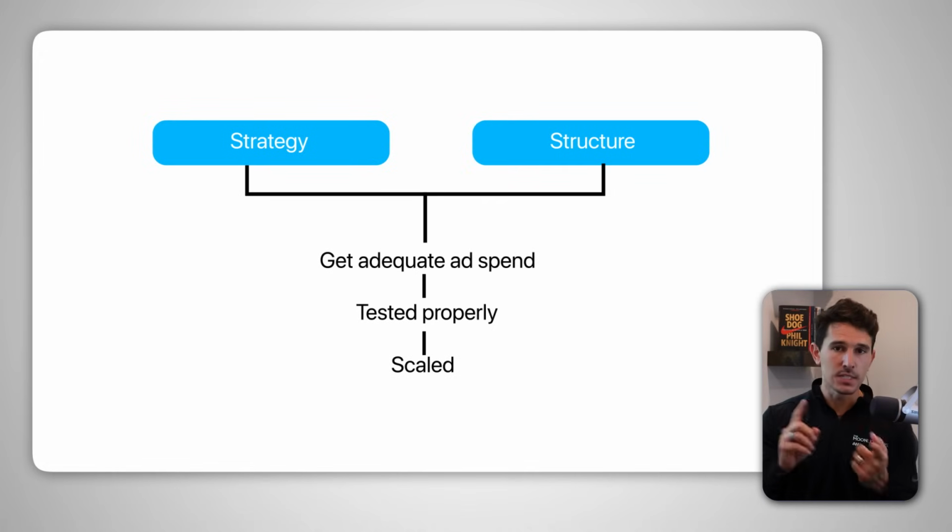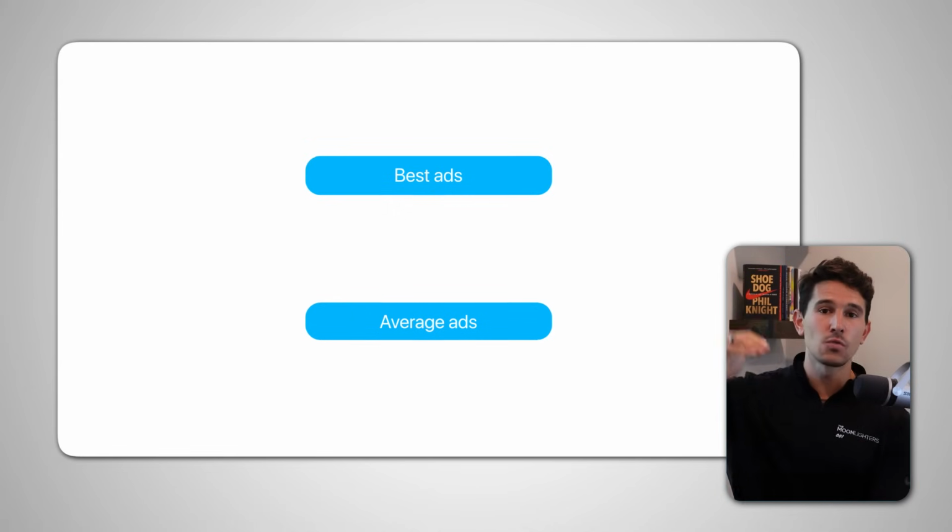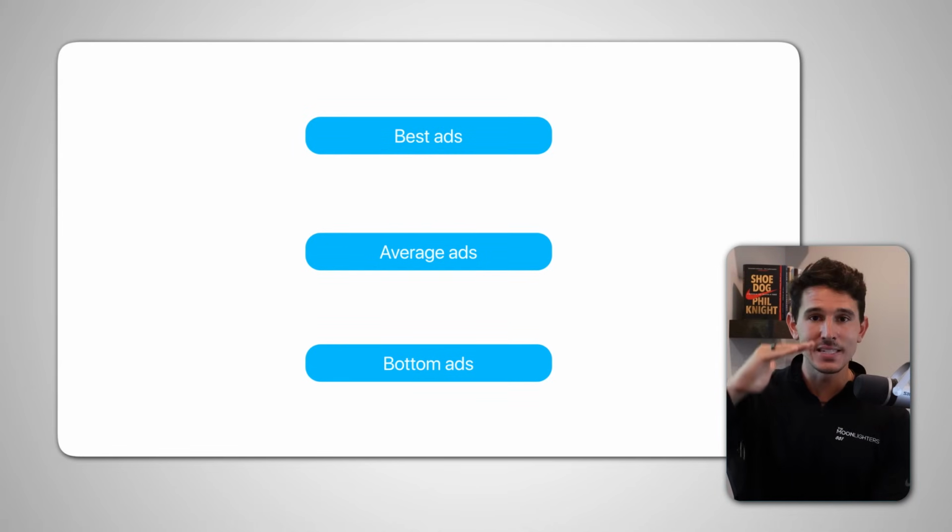If you don't have a proper scaling mechanism and a testing mechanism in your ad account, then you're putting yourself in a position where you're likely wasting ad spend, or worse, you have sleeper winning ads in your ad account right now that are not getting the spend that they actually deserve. Your account needs to be set up in a way where it's structured properly so that the best ads could rise to the top and the bottom ads could sink to the bottom.